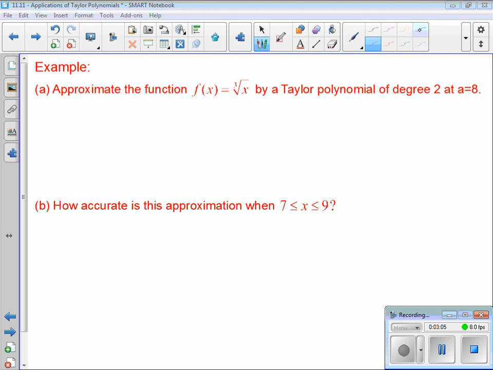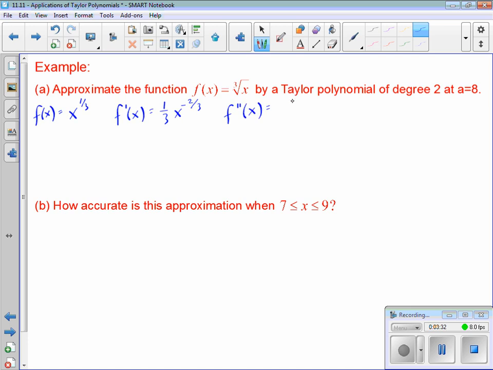So let's go ahead and find our derivatives. Let's just write what f of x is first. I'm just going to write it as x to the 1/3 power. So the first derivative would be what? 1/3 x to the negative 2/3. And the second derivative, negative 2/9 x to the negative 5/3. And that's all we need for part A.